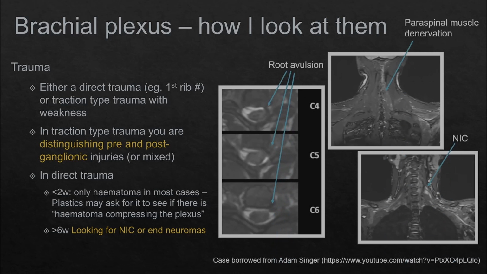And in this case, we are looking for postganglionic or preganglionic injuries, i.e. neuromas in continuity, or end neuromas, or avulsion of the rootlets. As you can see in this case, I have borrowed. It's important to note, as in this case, that root avulsions do not always exhibit pseudomeningoceles, and as such, these are not a reliable indicator of injury.